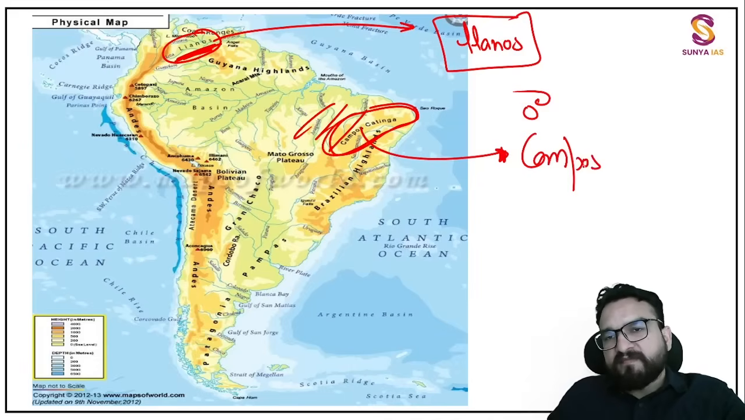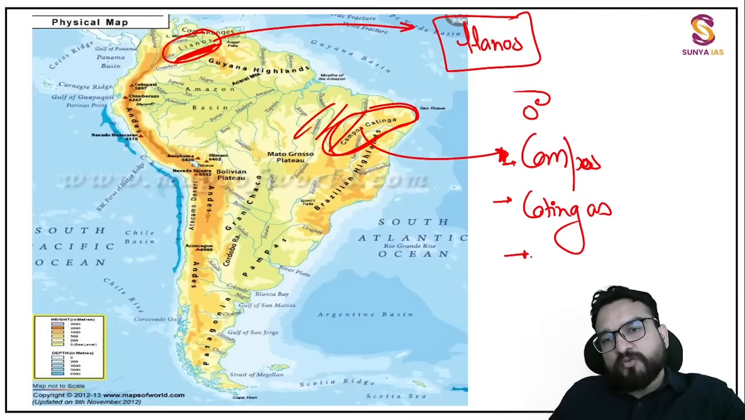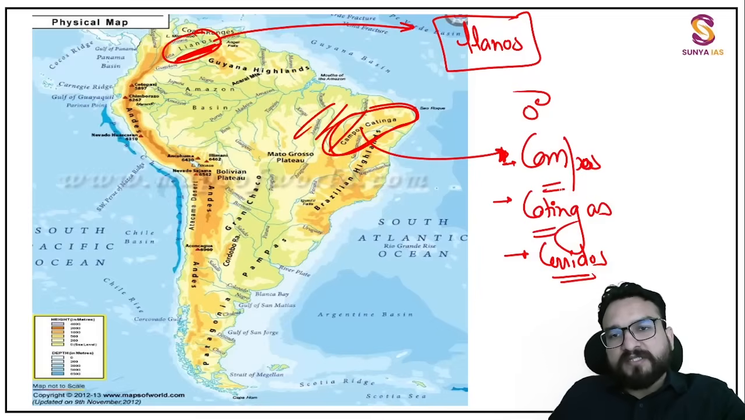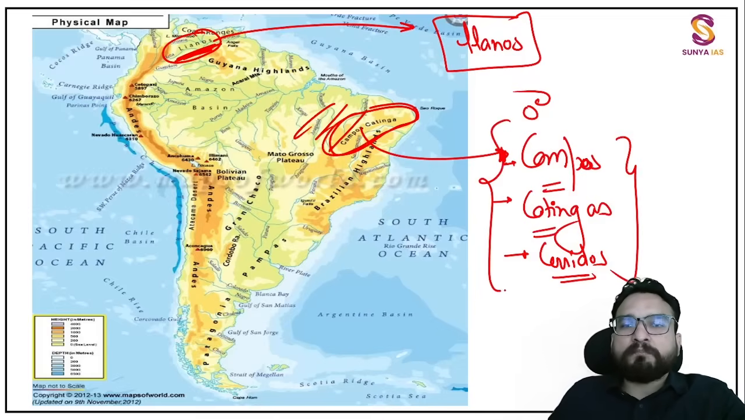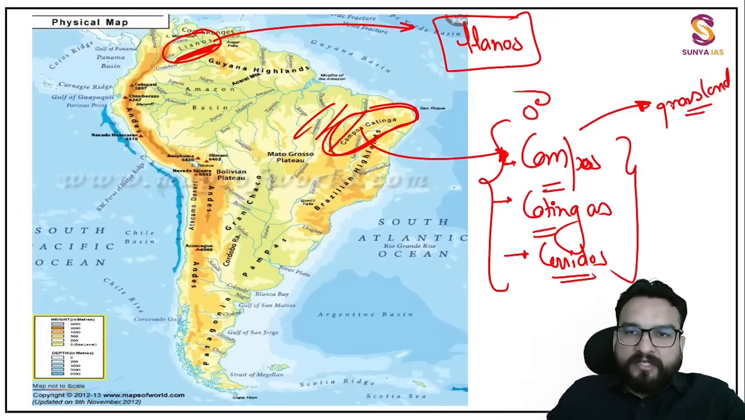Campos, somewhere written as Campas also. Then Caatingas, then Cerrados. Campos, Caatingas, Cerrados. What are these? Simple understanding, one word association. These are grasslands. From where? These are from the South American continent.